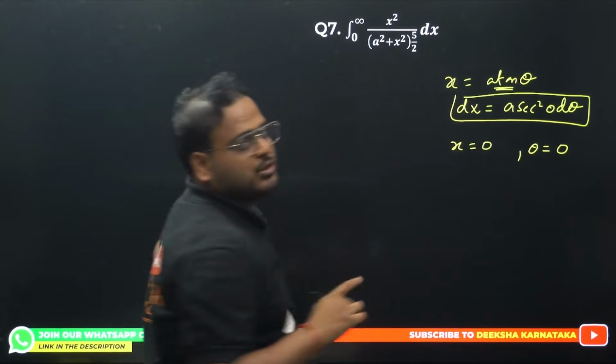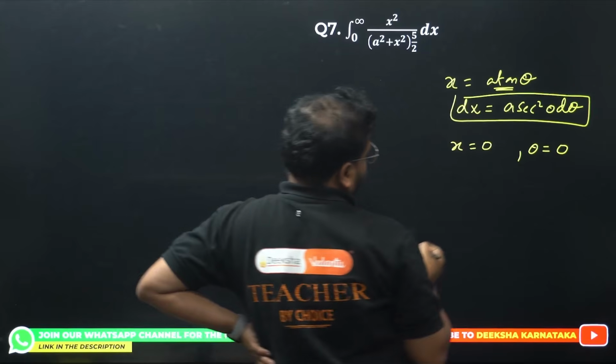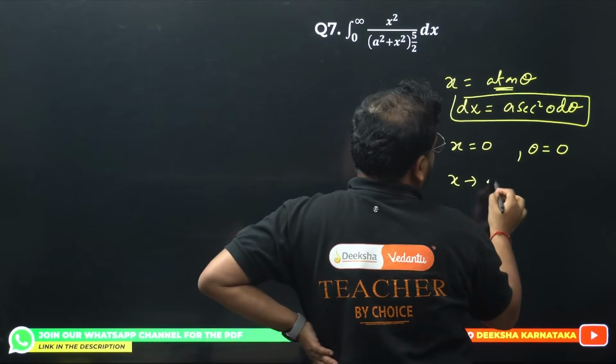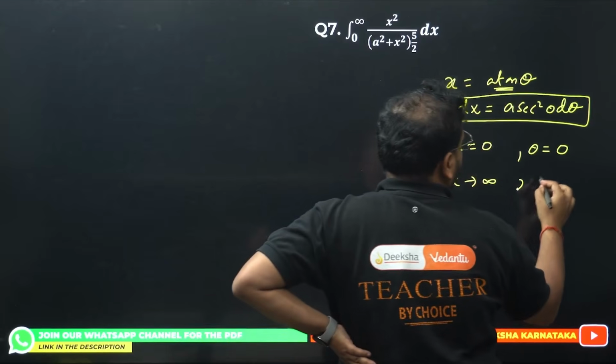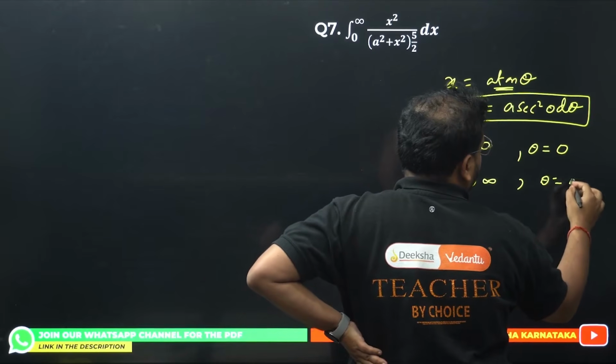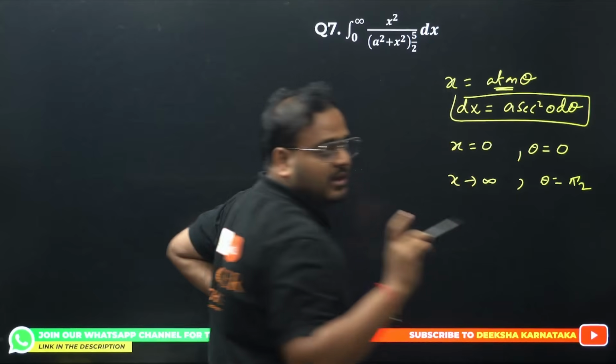Theta value will be also 0. Okay. What about this? When x tends to infinity, you will have infinity by a, infinity only. Tan inverse will be pi by 2. I hope you're getting it right.